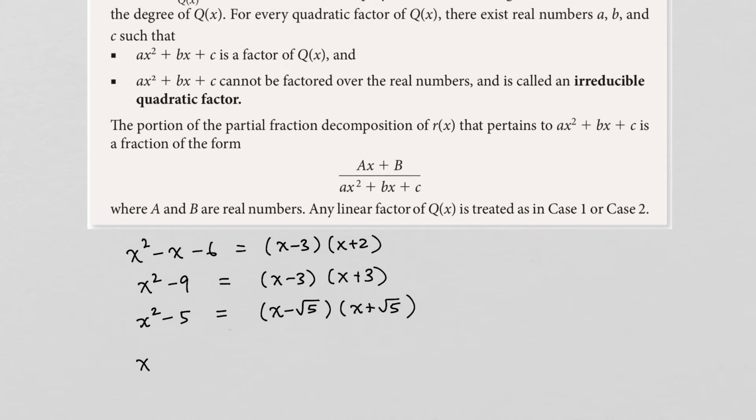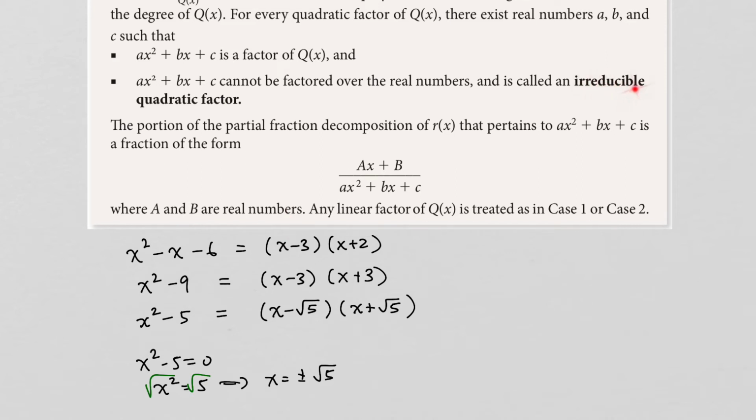Because remember, if you set x squared minus 5 equal to 0, you get x squared equals 5, and by taking the square root of both sides, this is going to give you x is equal to plus or minus the square root of 5. And we know from our discussion about zeros and factors that if these are your zeros, then your factors are going to be x minus radical 5 and x plus radical 5. So these are all examples of reducible quadratic factors.